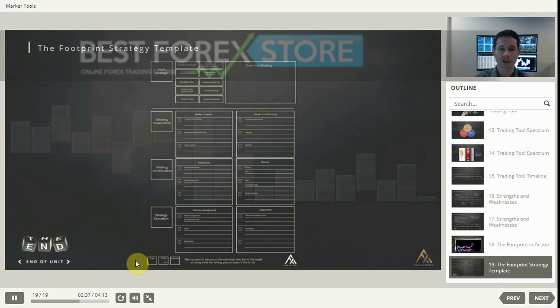Once you've done that, you're going to start off with the strategy observation, and within that you're going to fill out the characteristics that you defined when recognizing that trade strategy. You're then going to move on to the strategy identification, and again fill out the characteristics associated with identifying that specific trade strategy. And lastly, you're going to identify all the various points of execution, from entry to exit to risk management, and fill that out on the sheet.